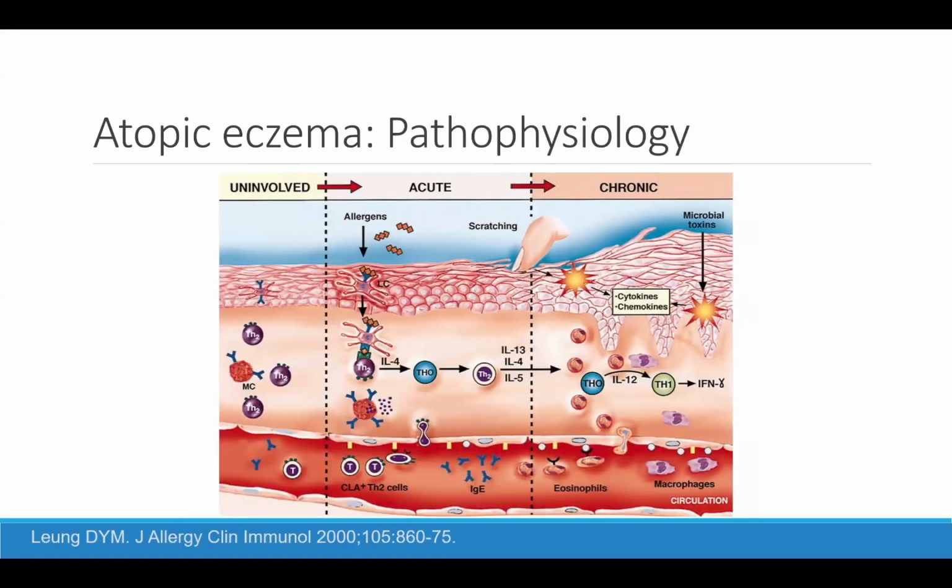In terms of pathophysiology, this differs between acute and chronic eczema. In acute eczema, it is more of a Th2 response with the involvement of interleukin-4, interleukin-13, and interleukin-5. Whereas over time and scratching, you get chronic eczema, and this is more of a Th1 response with interleukin-12 as well as interferon gamma.